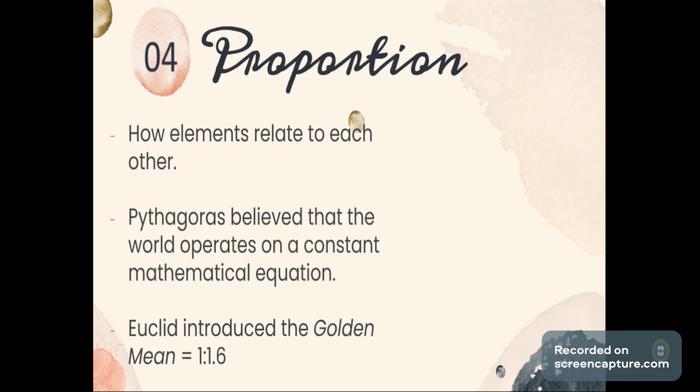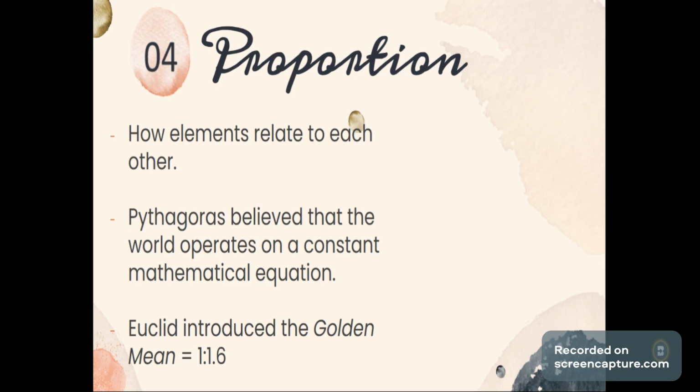Okay? Now, speaking of which, we also have here the 1 is to 1.6, which is our golden mean or the golden ratio. It is believed by Pythagoras that the world operates on a constant mathematical equation. Everything around us can fall under this mathematical equation in the manifestation of the golden mean or golden ratio. It is called golden mean or golden ratio because it reflects the belief of people long ago that the golden ratio is the divine or the most ideal type of proportion in art and design.